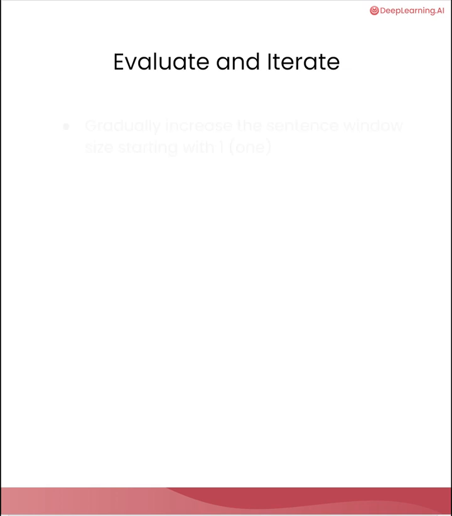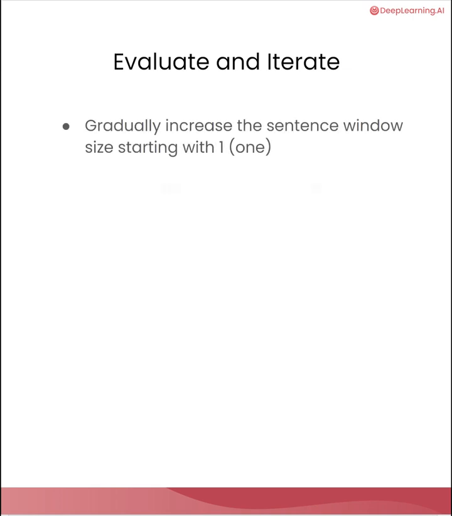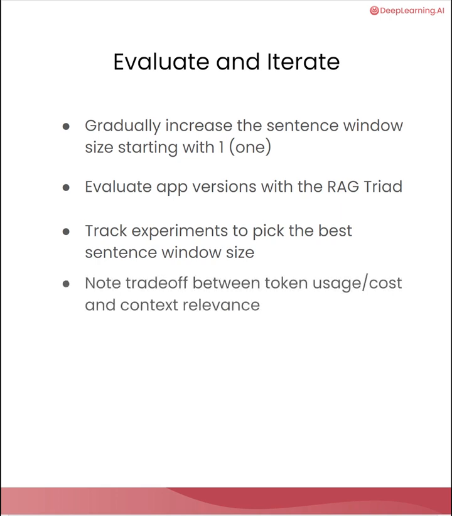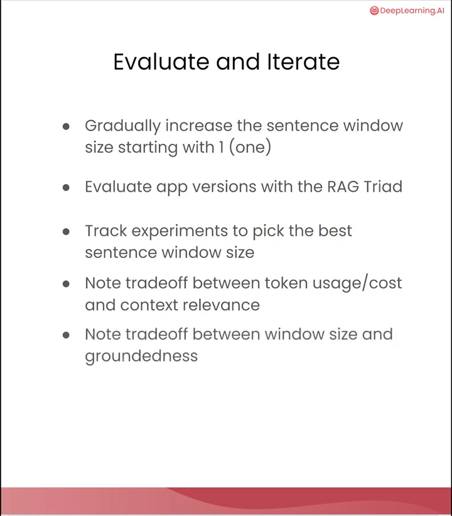We will gradually increase the sentence window size, starting with 1, evaluate these successive app versions with TruLens and the RAG triad, and track experiments to pick the best sentence window size. And as we go through this exercise, we will want to note the trade-offs between token usage or cost. As we increase the window size, the token usage and cost will go up, as in many cases will context relevance. At the same time, increasing the window size in the beginning, we expect will improve context relevance and therefore will also indirectly improve groundedness.